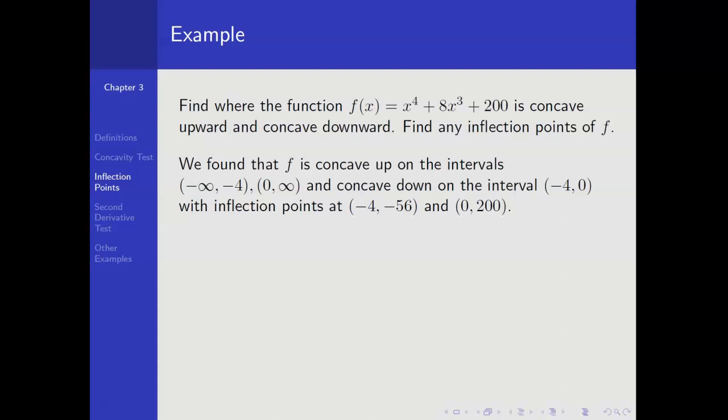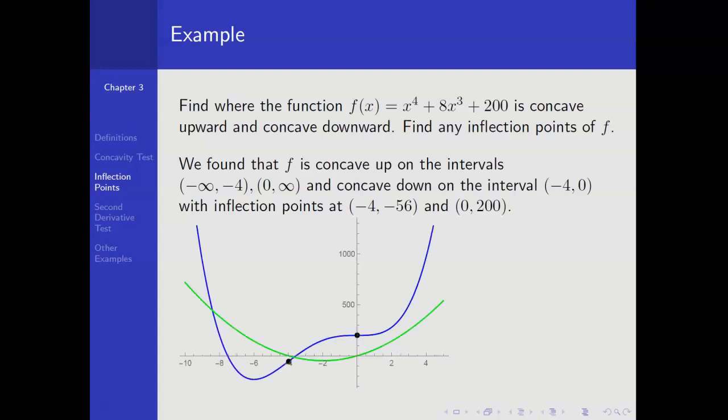And I just wanted you to see the graph of f and f double prime, the second derivative, together again so you can see what's happening. So again, blue is the graph of f, and green is the graph of the second derivative. So right here is our first inflection point at negative 4, negative 56. Notice this is where the second derivative is changing from positive to negative. And then we get our second inflection point at 0, 200. And this is where the second derivative is changing from negative to positive.